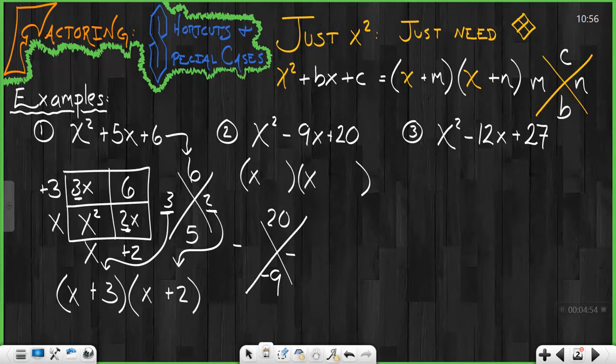And what multiplies to get 20? Well, 5 and 4 would multiply to get 20 and add to get 9. Therefore, negative 5 and negative 4 add to get negative 9. And these two are indeed my groups, x minus 5, x minus 4.